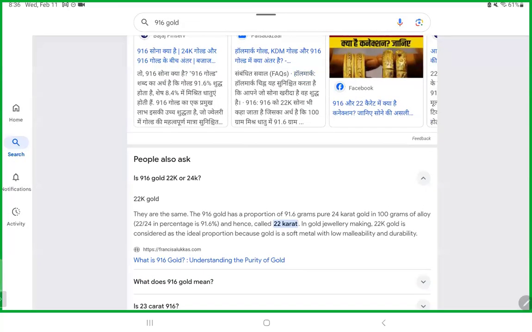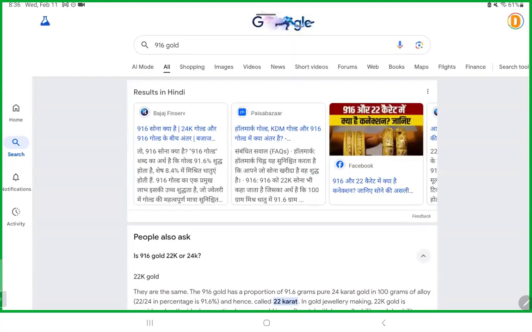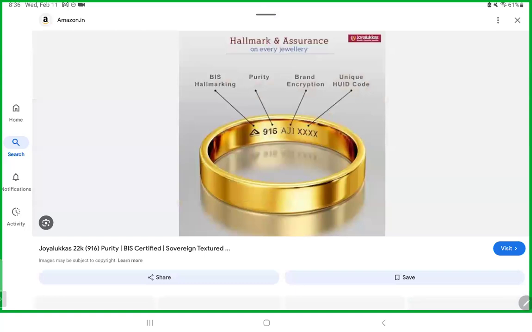916 gold means a proportion of 91.6 gram pure 24 carat gold in 100 gram of alloy. This is how we calculate percentage, mass by mass, and you can check purity, 22 carat. Got it? And you will see images. See, this is how hallmarking works. This is purity. Understood?